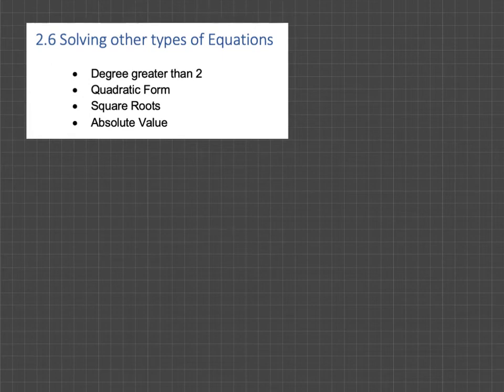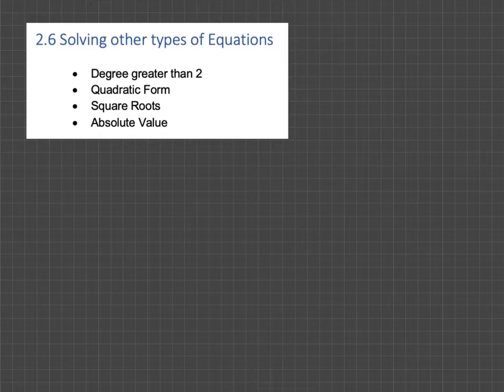In this section, we're looking at some other types of equations. We're going to look at 4 different types, ones that have degree greater than 2. Remember, in section 2.5, we looked at quadratic equations. Those have degree equal to 2. So now we're going to look at degree of 3, 4, 5, maybe even 6.